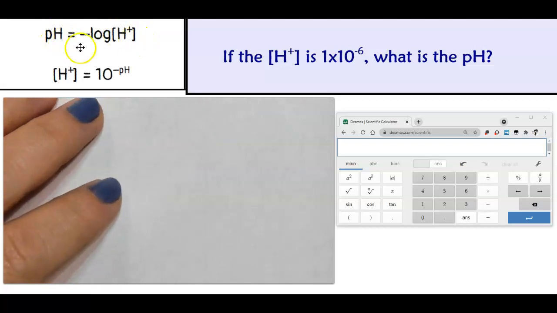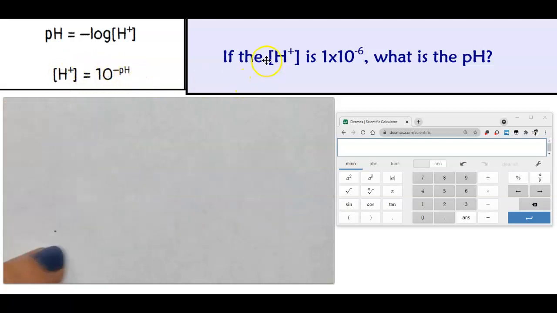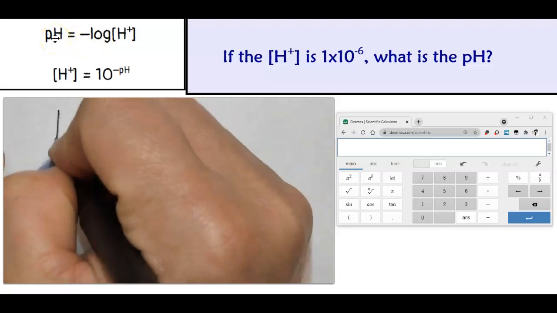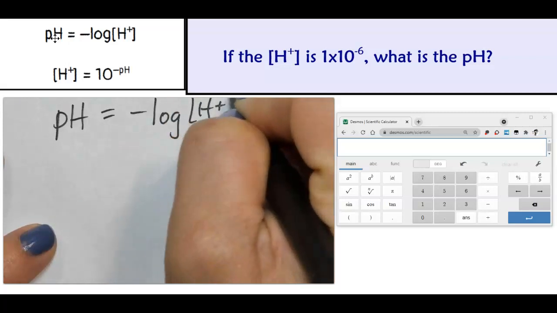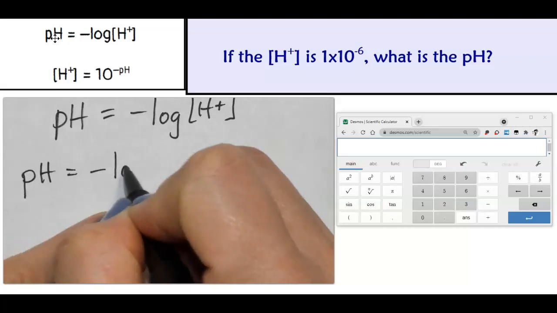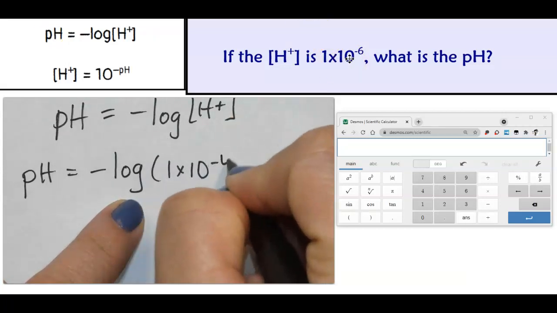Now we're going to use these two equations. pH equals the negative log of hydrogen, and if I want the hydrogen, it's equal to 10 to the negative pH. So in this problem, I'm asked, what is the pH? So I want to use pH equals, because this will solve for the pH. So the equation is pH equals negative log of the hydrogen concentration. So what I want to know is, what is the pH? I'm going to take the negative log of the hydrogen concentration, which they give me here, 1 times 10 to the negative 6.